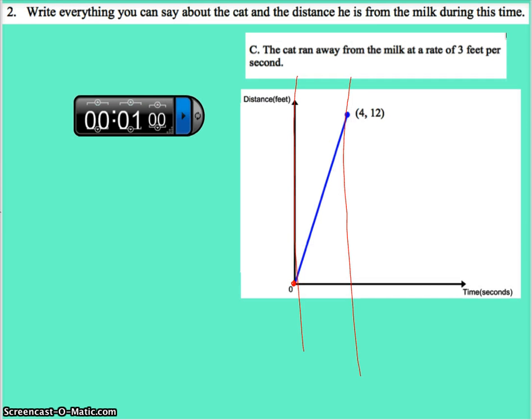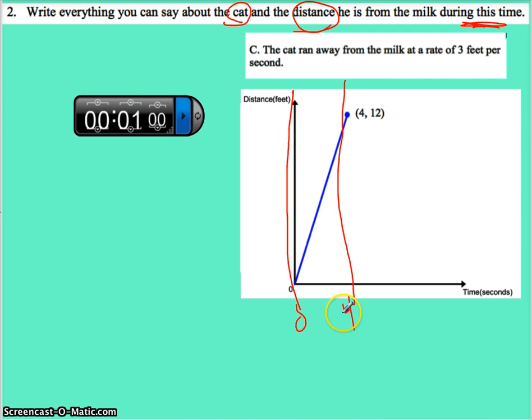So writing everything that we can say about a situation, well, that's saying write everything that we can say about the cat and the distance he is from the milk during this time. Well, the time it's talking about is from 0 time to this point right here, which is 4 seconds. So what happens between 0 and 4 seconds?